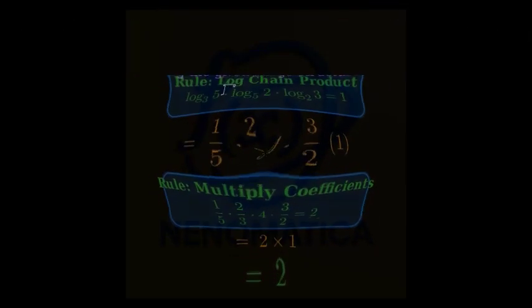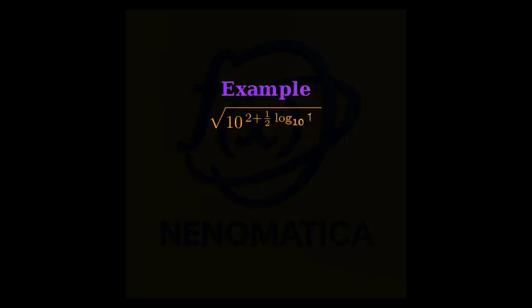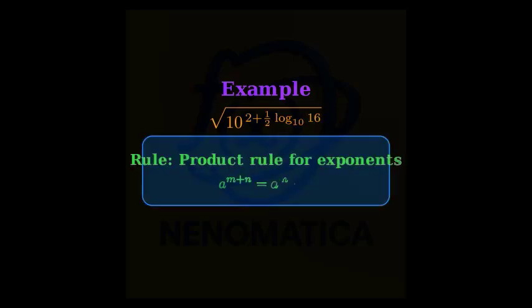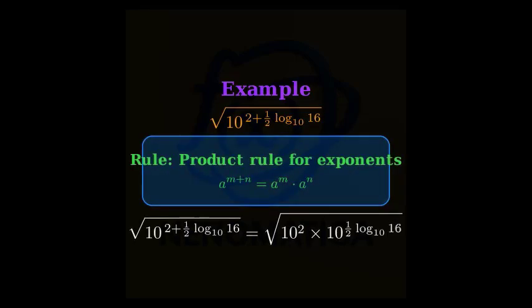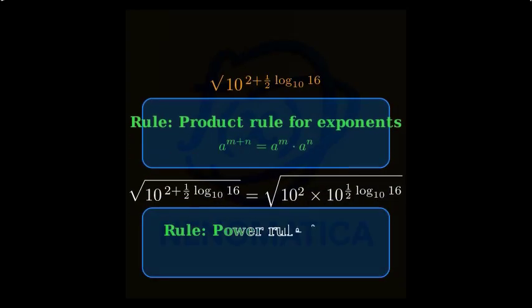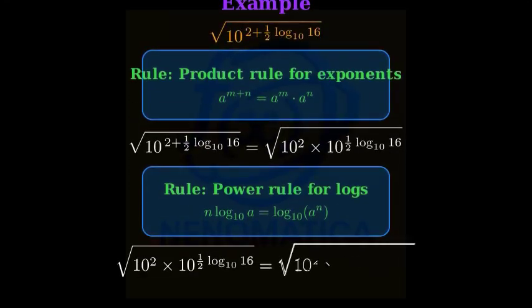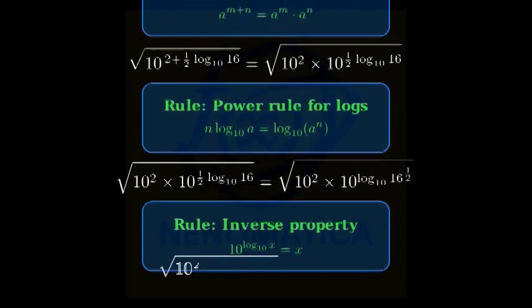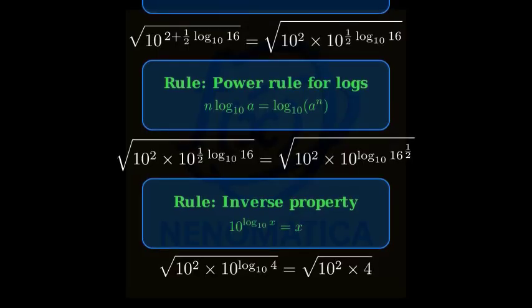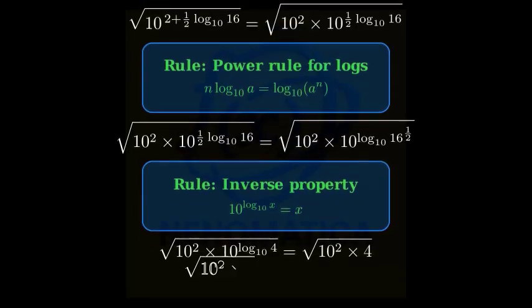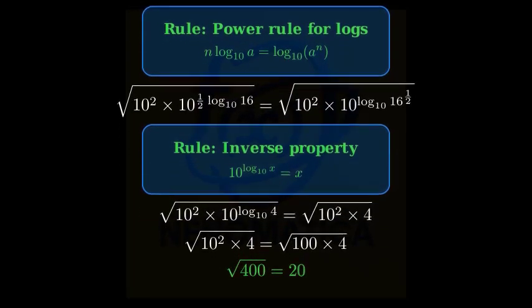To summarize, example: we begin with the first expression. Step 1. Use the product rule for exponents. A to the power m plus n equals a to the m times a to the n. Step 2. Apply the power rule for logarithms. N times log base 10 of a equals log base 10 of a to the n. Step 3. Since 16 to the 1/2 is 4, and 10 raised to log base 10 of 4 equals 4, we simplify inside the square root. Step 4. Multiply 100 times 4, and take the square root to finish.